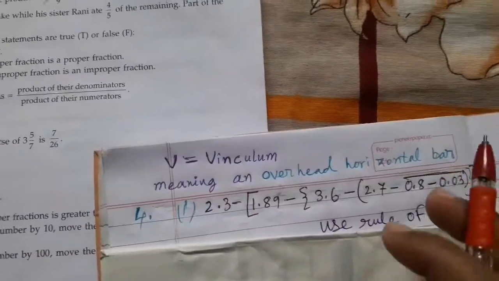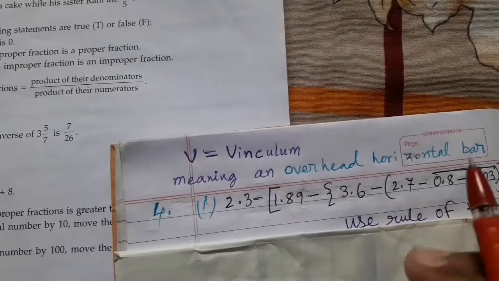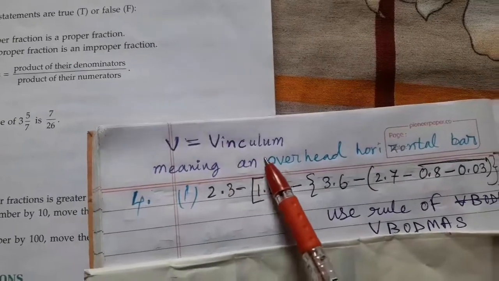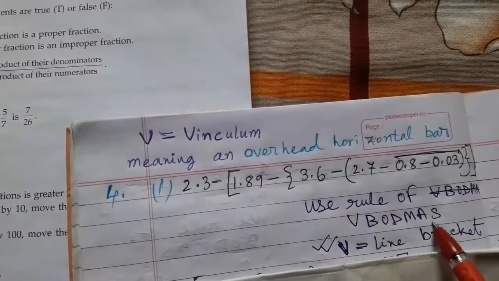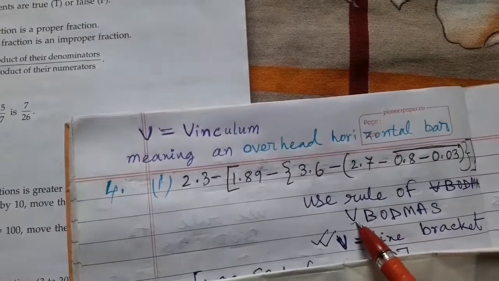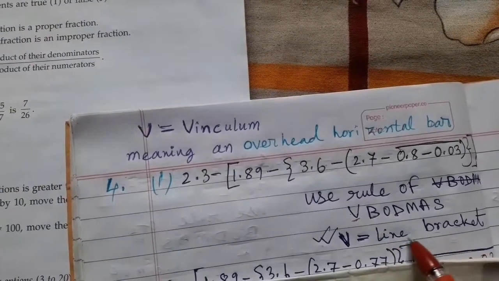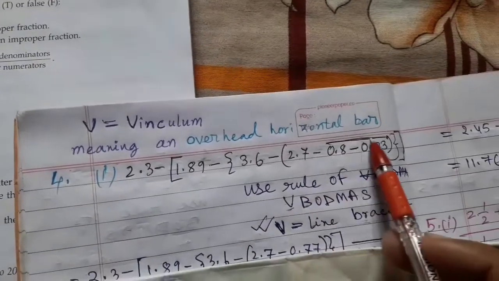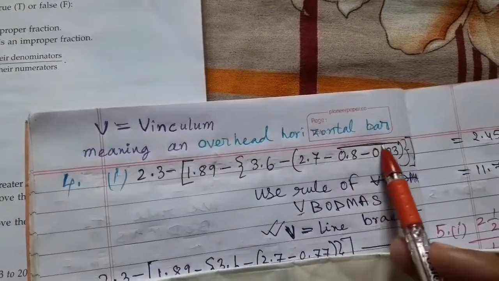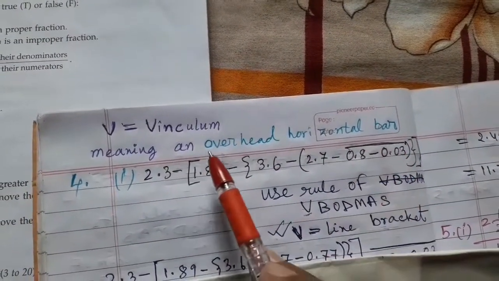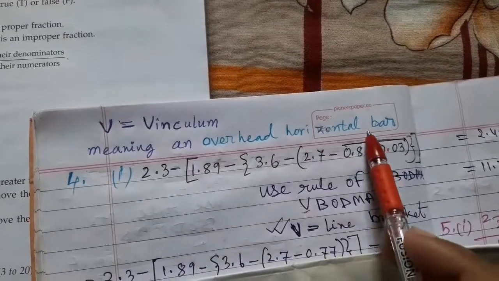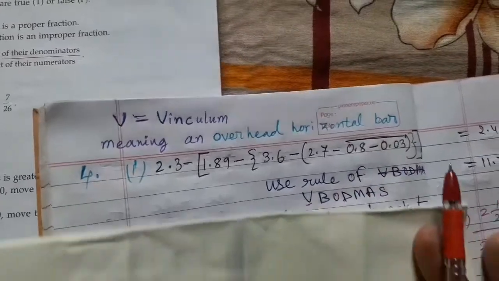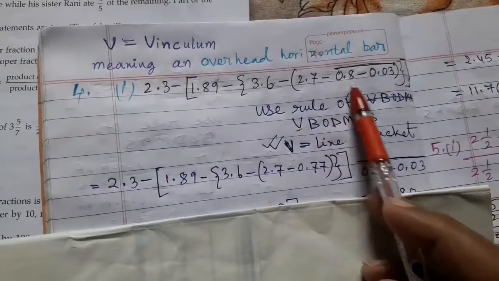Bin column. Bin column. Line bracket. First of all, work this line bracket. We have a line bracket, which means a bin column. Okay, bin column means an overhead horizontal bar. Overhead horizontal bar. First of all, work this horizontal bar.